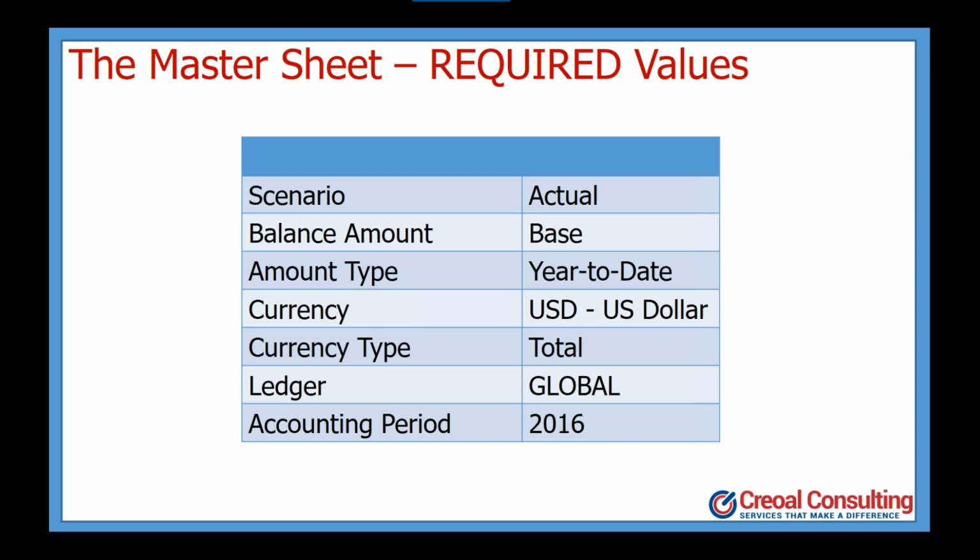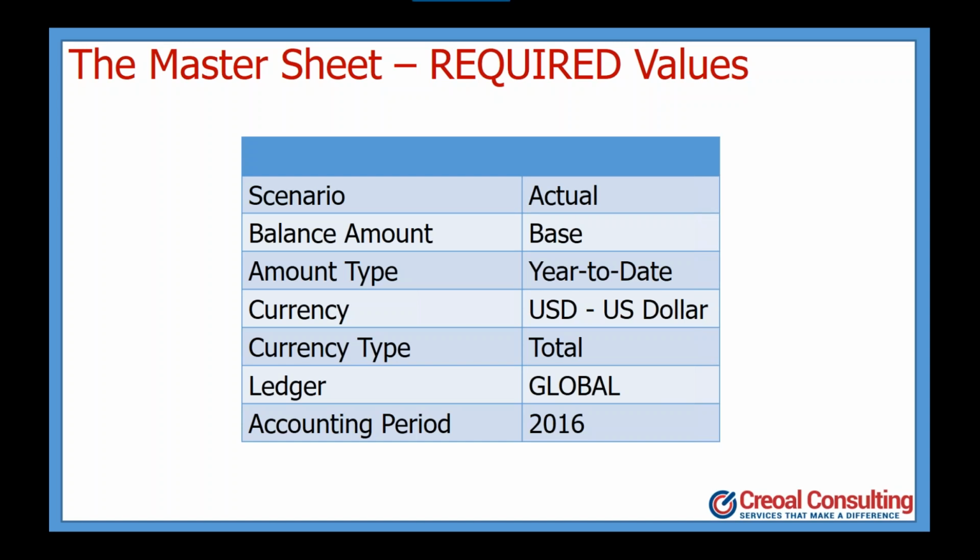Currency type. There are generally three types you have to worry about. Entered. Entered is the transaction's entered currency. So if you have a primary functional currency of US dollars in your ledger, but you enter a transaction in Canadian dollars, and you choose a currency type of entered, that Canadian dollar transaction would be excluded because it was entered in Canadian dollars. If you choose converted, it would be only those transactions that were converted, whereas if you choose total, that will bring back any transactions that were entered in U.S. dollars or transactions that were converted to U.S. dollars. So I usually recommend that people use total.